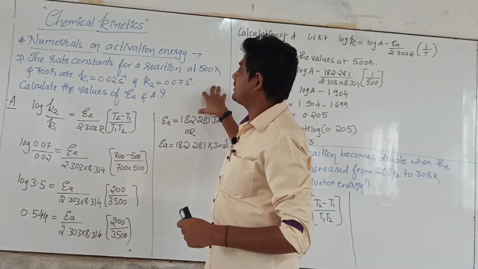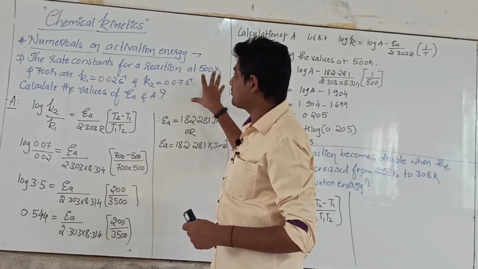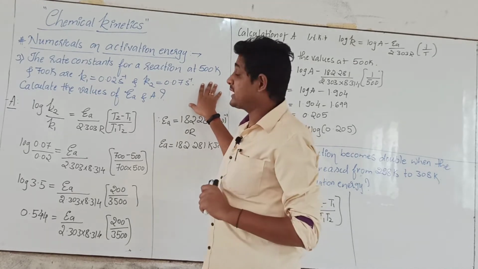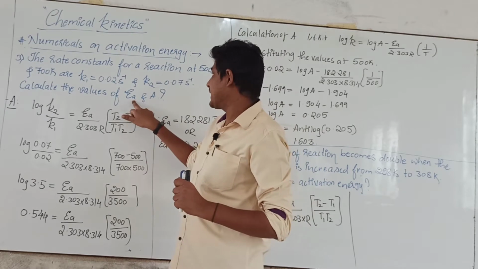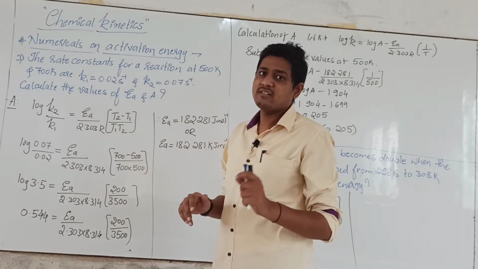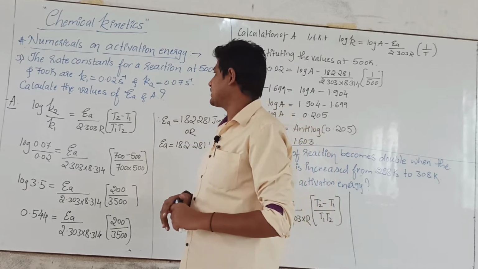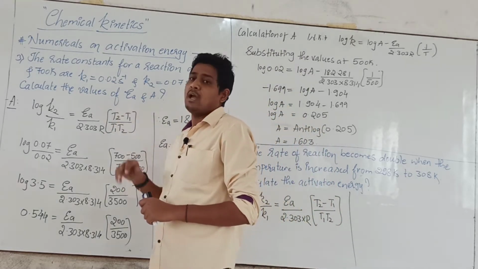See, simple, what they are giving: the rate constants K1 and K2, and the two temperatures. What they are asking you to calculate now? Activation energy and capital A. Capital A refers to the frequency factor or Arrhenius constant. So the first thing we have to do is calculate the activation energy.